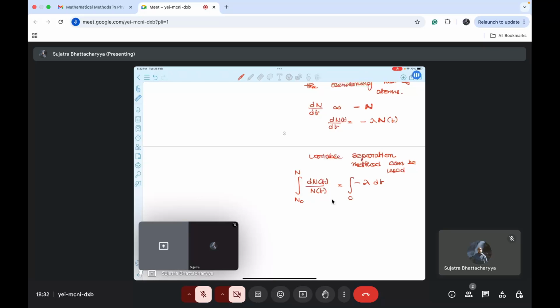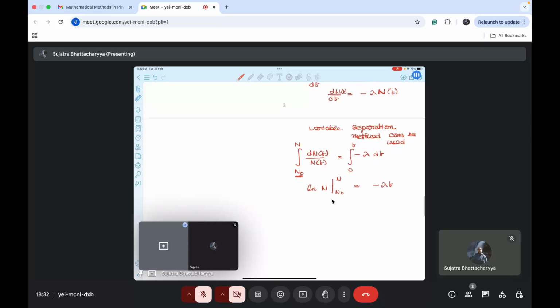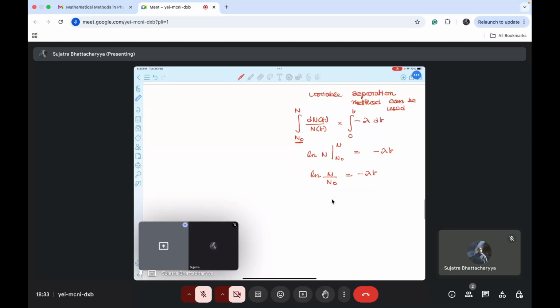At zero time the initial sample is N naught, and at some time t, this becomes N of t. So what is this integration? This will be log of N from N naught to N, and this will be minus lambda t. That's all. All right. So now this becomes log of N by N naught equal to minus lambda t. So if you take the exponential on that side, N of t is nothing but the initial sample times e to the power minus lambda t. So this gives you an exponential decay.